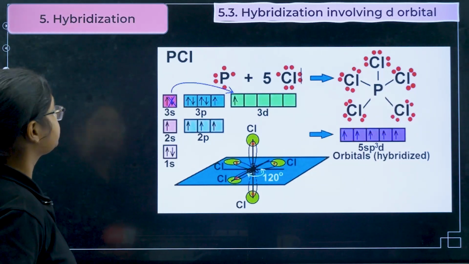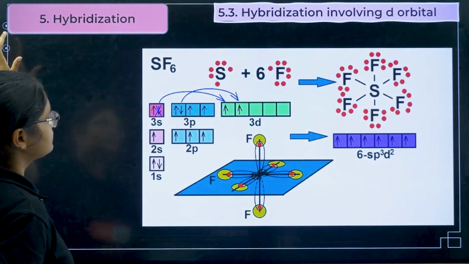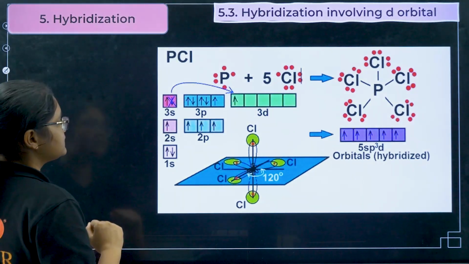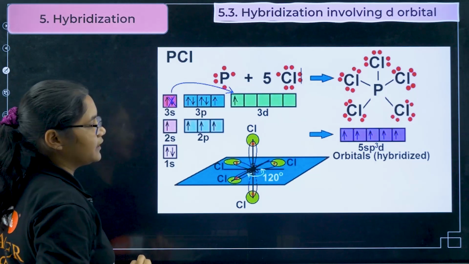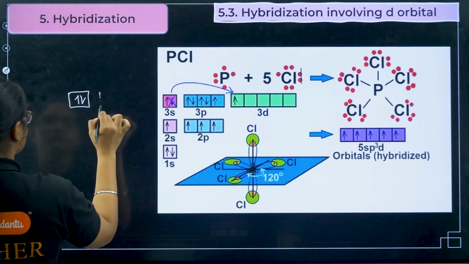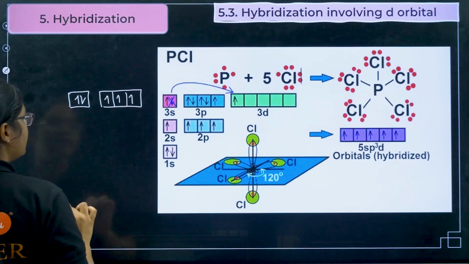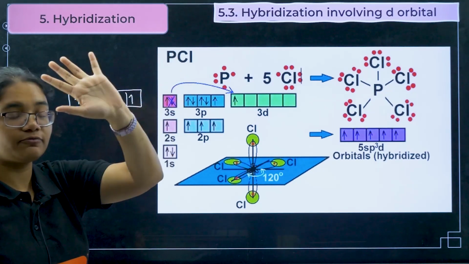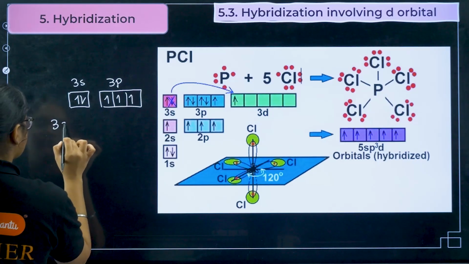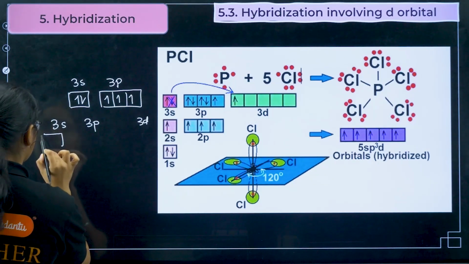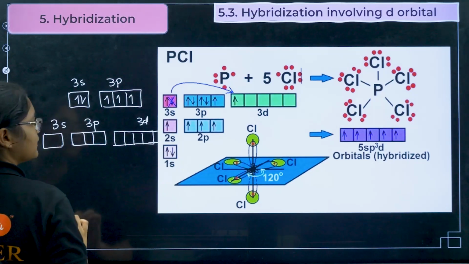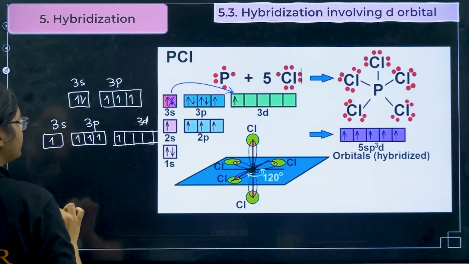Now we will move to hybridization involving d orbitals. So we can clearly see phosphorus has 5 valence electrons, right? The electronic configuration of phosphorus is 3s2 3p3, right? For PCl5, phosphorus has to form 5 bonds, so we need 5 unpaired electrons. So it is 3s, this one is 3p. Now one electron gets excited here. So we have 3s, then 3p and then 3d.